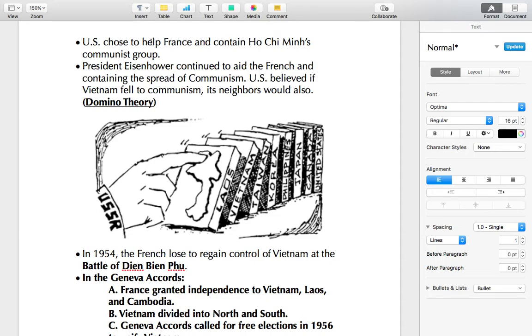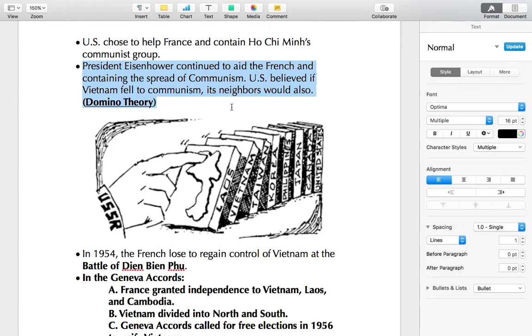So for the next decade, the French are going to be in Indochina trying to reassert control. Meanwhile, a new U.S. president comes in 1953. His name is Dwight Eisenhower. And Eisenhower believed that the United States' job was to stop the spread of communism. We've talked about this, the Domino Theory. You can watch this video here on the Domino Theory.